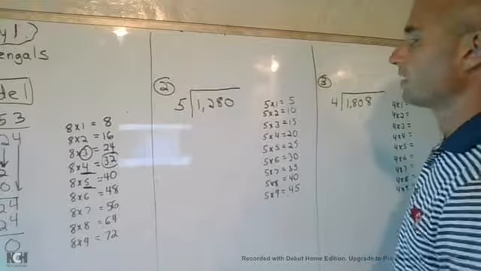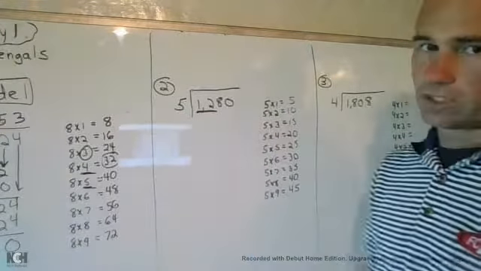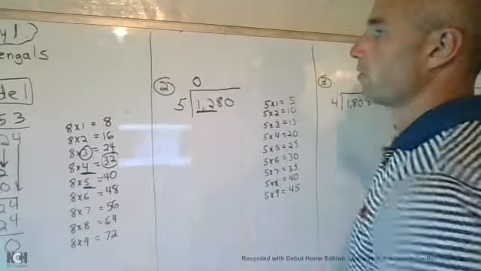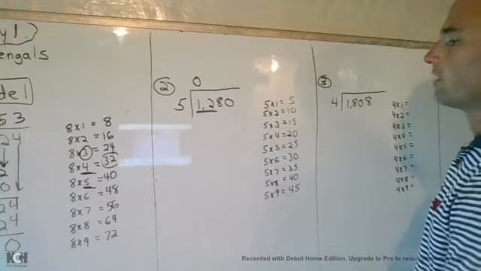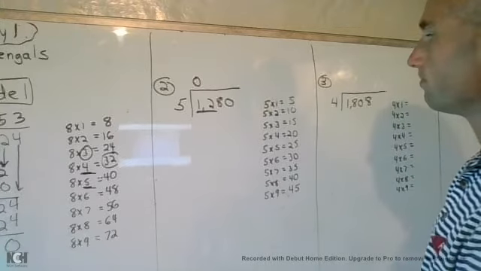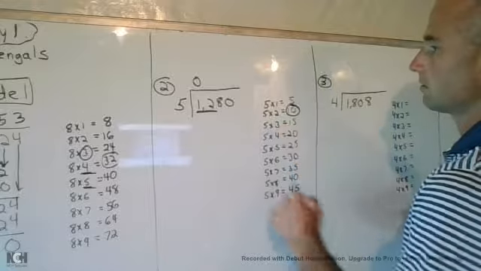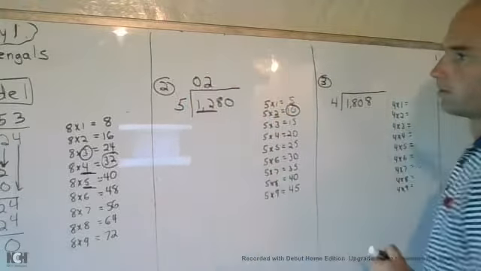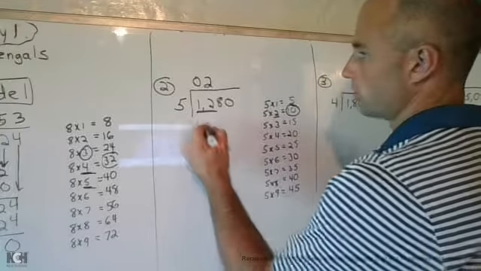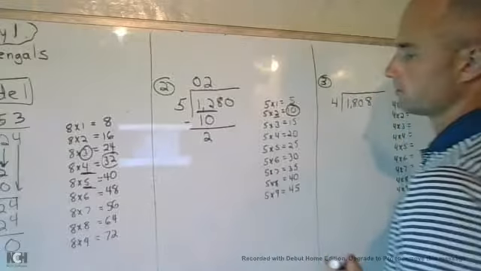How many 5s have gone into not 1, but 12? Because 5 can't go into 1. I'm showing that by holding that place value. So, the closest thing to 12 without going over is 10. So, it goes in 2 times. 5 times 2 equals 10. You subtract, you get 2 left over.